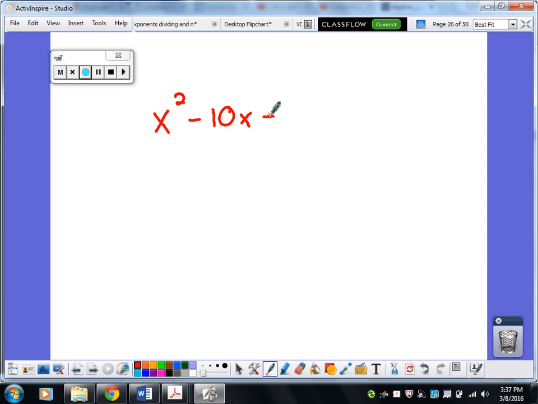So if you have, I know this is regular because, again, the leading coefficient is 1. So right away, and I know there's no GCF, I throw down the parentheses. X times x is x squared. What two numbers multiply together to give you positive 9 and add together to give you negative 10? And the answer is negative 9 and negative 1.